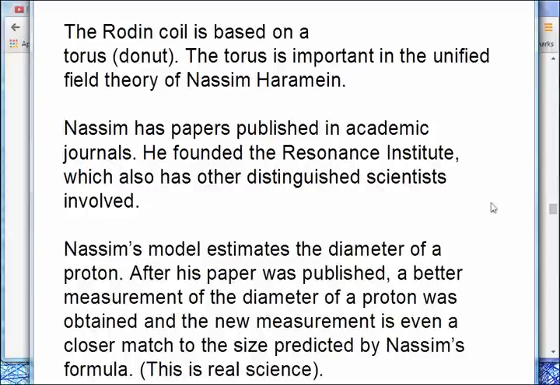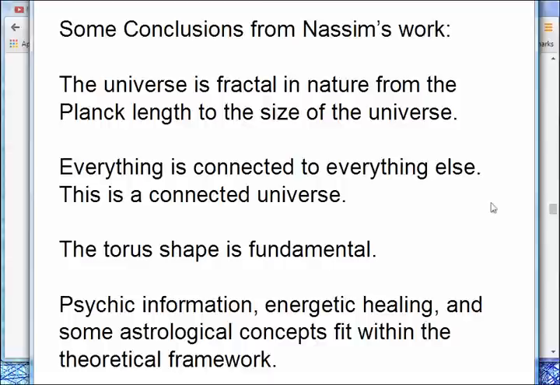He's come up with a simpler, more elegant model. It basically removes the need for the strong force and the weak force. It's an incredibly elegant model that's working beautifully. The implications of Nassiim's work are mind-boggling, and mind-boggling for the field of astrology.